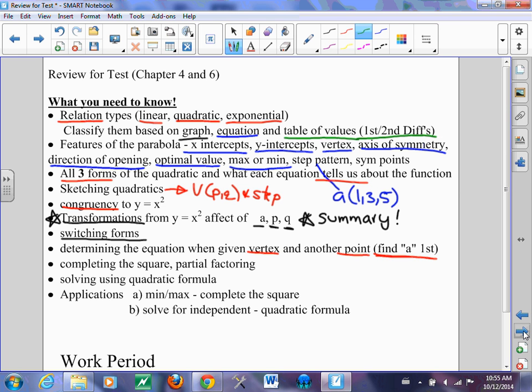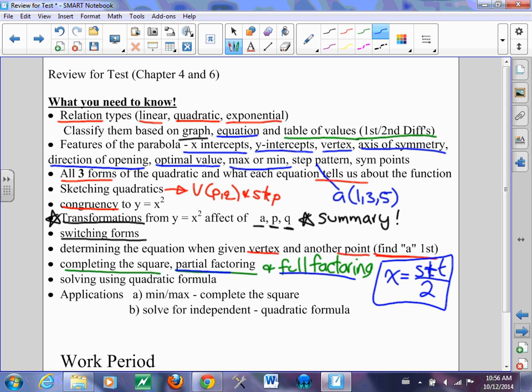Make sure you know the 3 different methods, folks, for finding the maximum value. So one is completing the square, second is partial factoring, and the third one is full factoring, or fully factored form. And just remember, the partial factoring and the full factoring will give you 2 x-intercepts, and you have to remember that you take those 2, which is s and t, so you go s plus t, and you add them up, divide by 2. That gives you the axis of symmetry, and then you take the axis of symmetry and you sub it into the equation to find your q value.